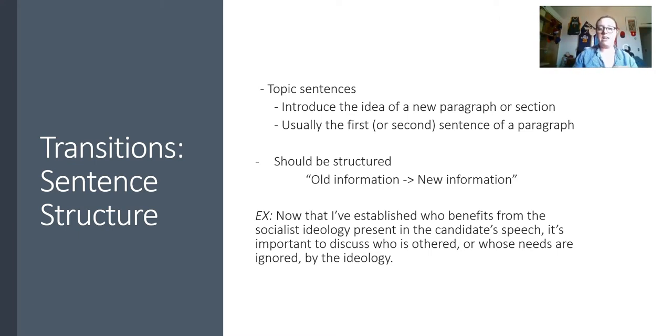So if we look at this example here: "Now that I've established who benefits from the socialist ideology present in the candidate's speech, it's important to discuss who is othered or whose needs are ignored by the ideology." By the way that this is set up, as the audience or as the reader, I know, okay, yes, this person is now summarizing what they've already talked about. They're reminding me that they have discussed who benefits from this ideology as expressed in this candidate's speech. That's where we were. Now we're going to jump into the idea of who is othered, so who is not benefiting, who is excluded or marginalized from it.